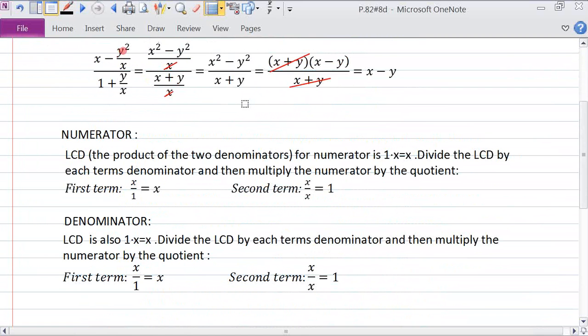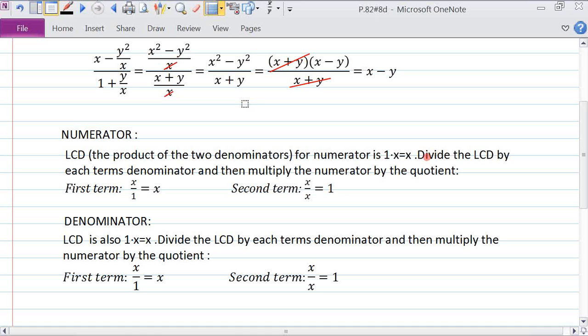So what we do here, we're handling this as the numerator and this as the denominator. So first of all, let's look at the numerator. The lowest common denominator is always the product of the two denominators. So in this one, x is x over 1. So this is x over 1, and this is x. So if we take 1 times x, x is the lowest common denominator.